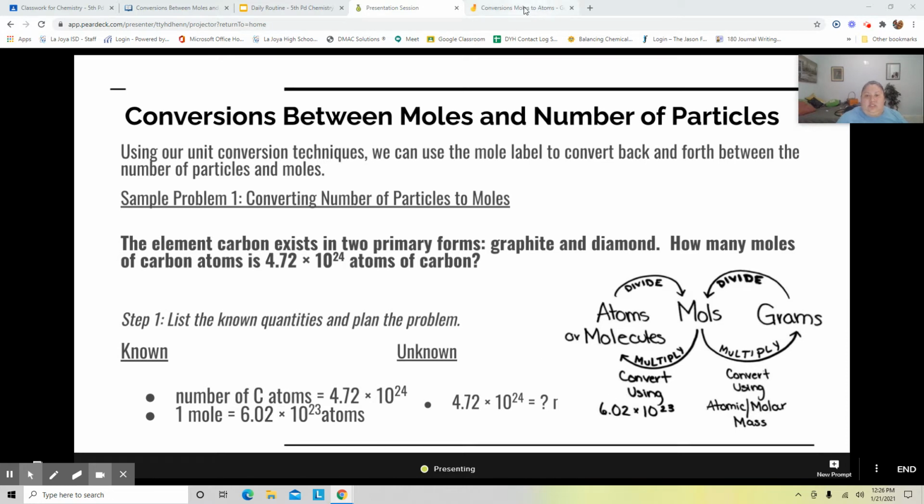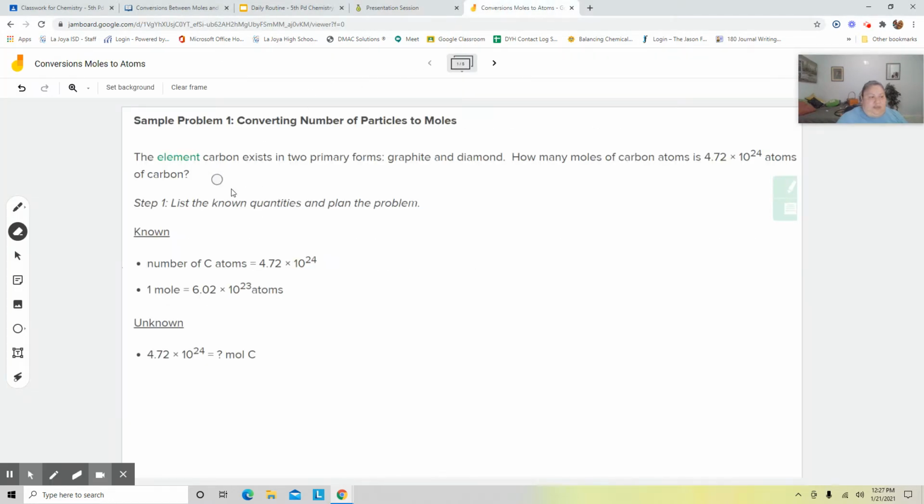So I'm going to go to Jamboard. Let me go into Jamboard, come back to the Google Meet so you can see. So here, you can see it right here. Here is your unknown. This is your question. They want you to change 4.72 times 10 to the 24 atoms of carbon to moles of carbon. Okay, so we're going from atoms to moles. Atoms to moles. Everybody sees that?